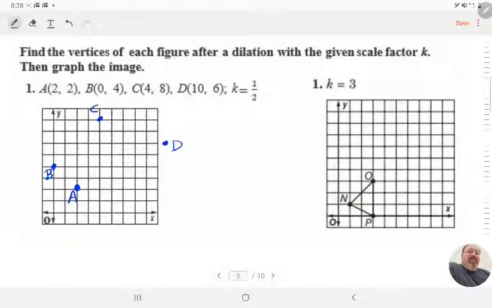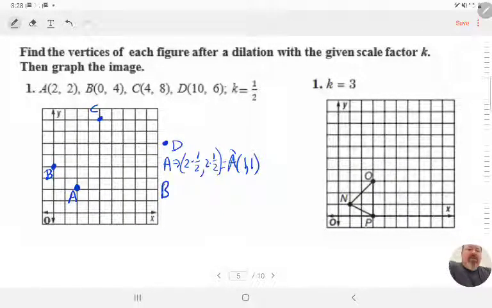They don't tell you to graph the original, they tell you to graph the new one. I just wanted to kind of put the points there so you could see where it is before we move forward. So we would go, A would be 2 times 1/2 and 2 times 1/2. So A would become 1, 1. Let's do them all first.